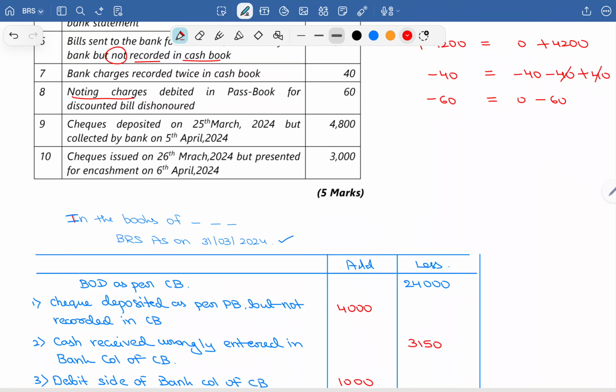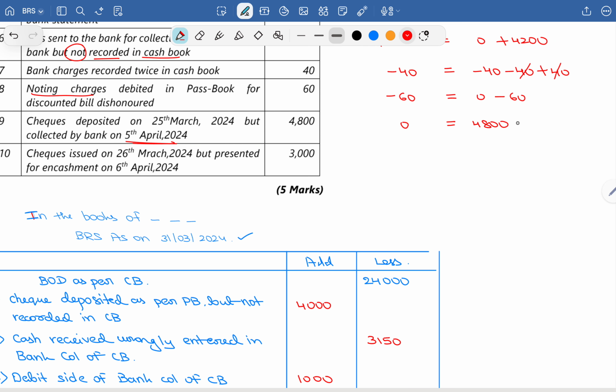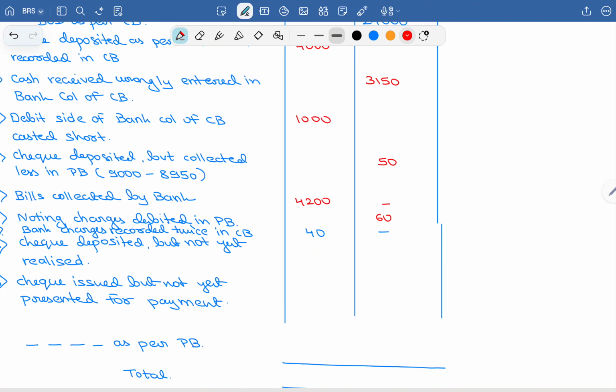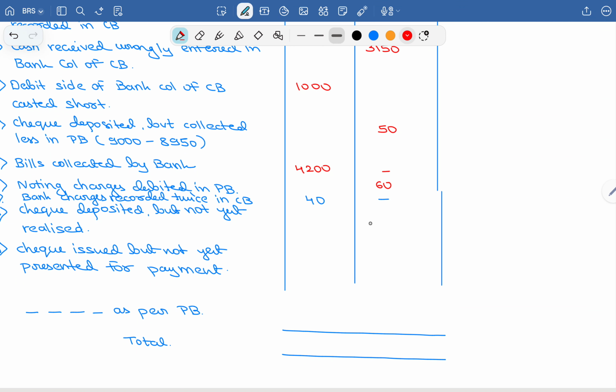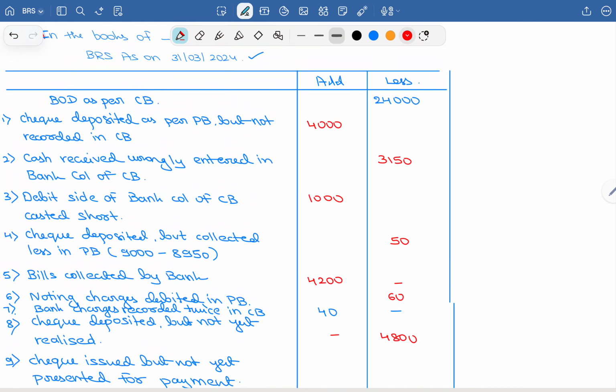Next, checks deposited on 25th March 24 but collection on 5th April. So checks deposited but not yet collected. When we deposit, we already made the cash book entry as plus 4,800. In the passbook there is no increase. To make them equal, in the cash book I have to deduct 4,800. So deduct column 4,800. Check deposited but not yet realized.